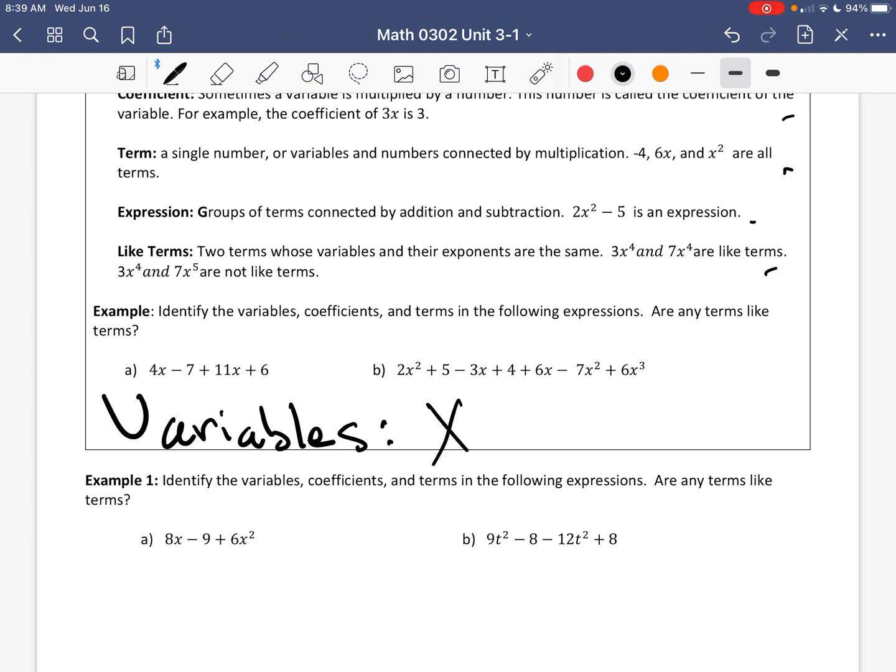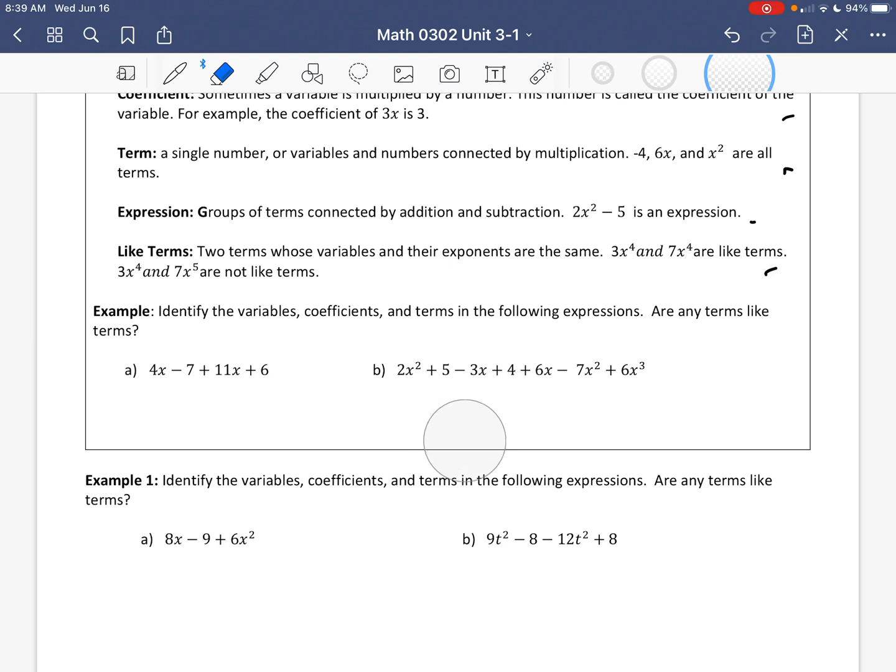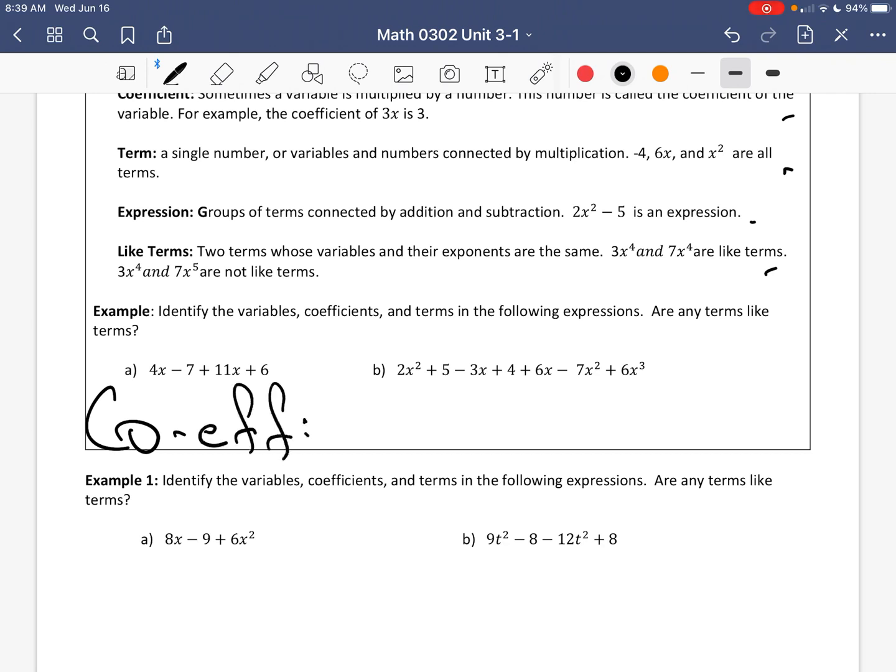Then it wants us to identify the coefficients. I'm going to use an abbreviation here for coefficients. The coefficients are actually kind of easy. Just look for the numbers. We have the number 4, the number minus 7, the number 11, and the number 6. These are the coefficients for the expression.